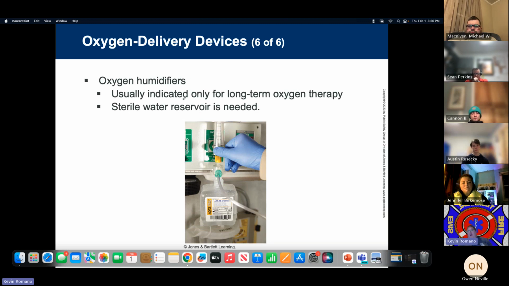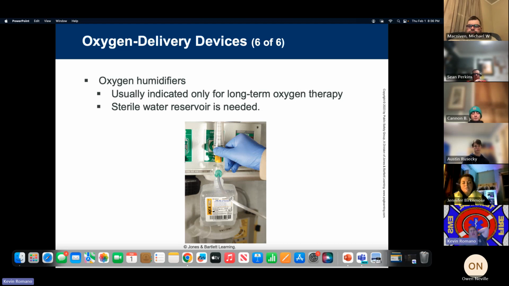This is oxygen humidifiers, usually indicated for long-term oxygen therapy. A sterile water reservoir is needed. So you may take a patient on a transfer sometime with this. If it's short transfers, you don't need this. If you're doing like a 2-hour transport and they're on oxygen, they're always on it. It doesn't hurt to have it. I don't know many ambulance services that carry this now.